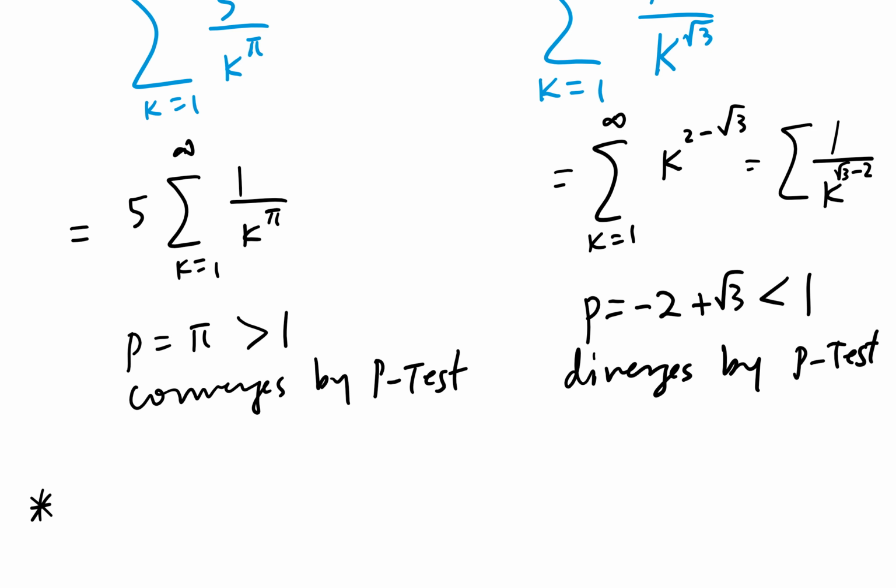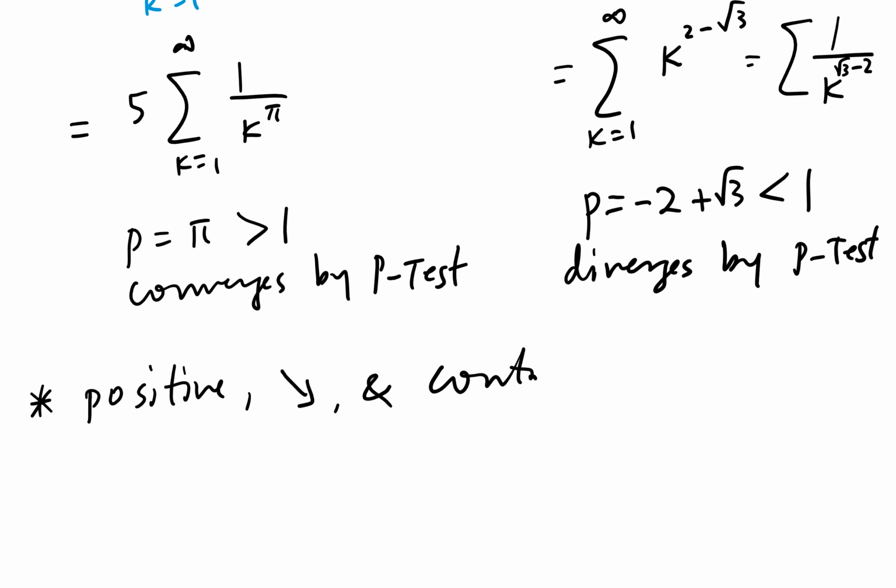Now, notice how we said continuous and decreasing for the integral test. Make sure to also state that it's positive. So 3 things. Make sure in the integral test, state it's positive, decreasing, and continuous. Those are the three conditions in order for the integral test to be applicable. That's the first note.